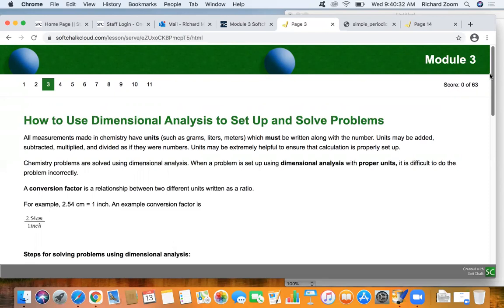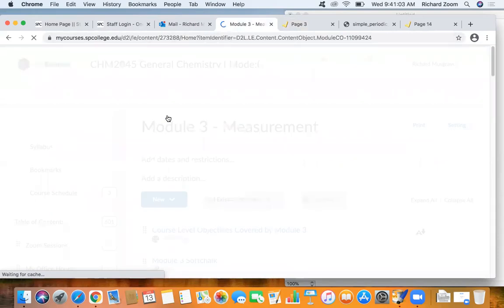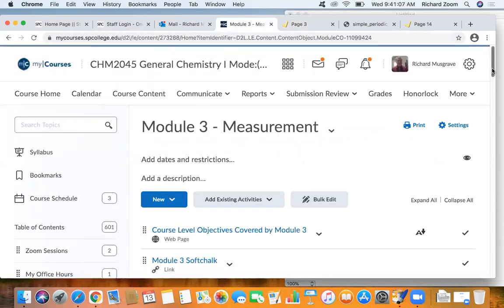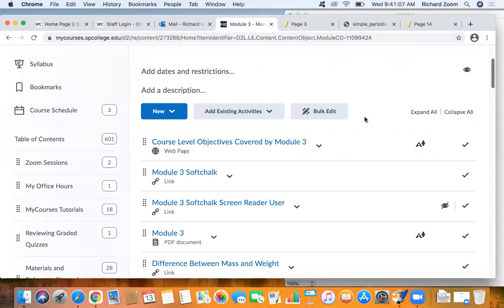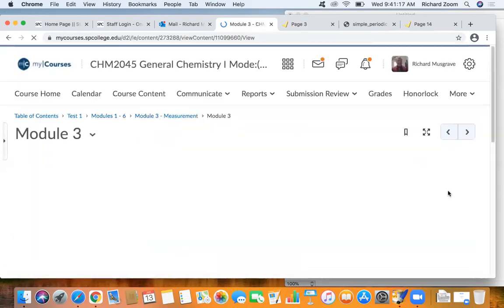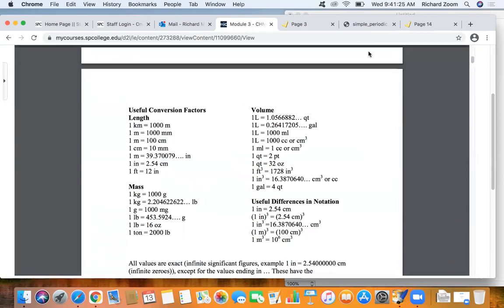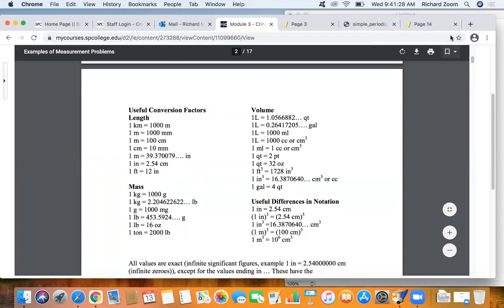You could use the conversion table, but you are more likely to print out or have the survival guide in front of you. What that means is you could print out this module 3 file, the PDF file, and that has it in there as well. Or you would have gotten it from the actual bookstore. So this is the module 3 document I'm talking about. And you can see that this will have the conversion chart in there. You can print this out. You see it? Okay. Yeah. Okay, thank you.